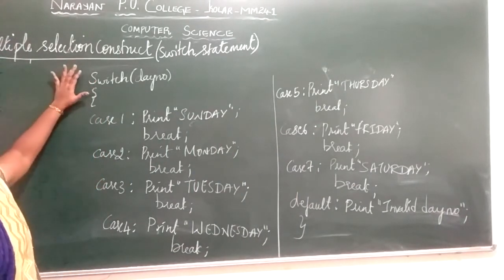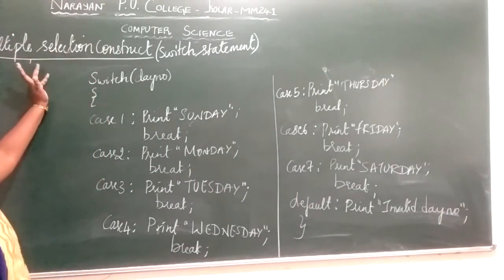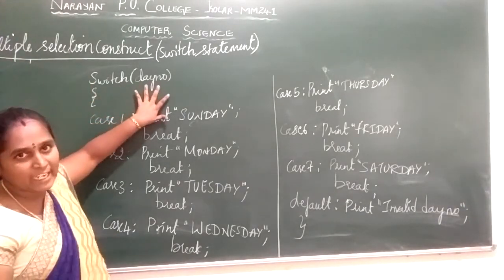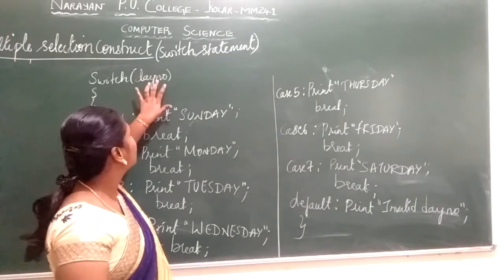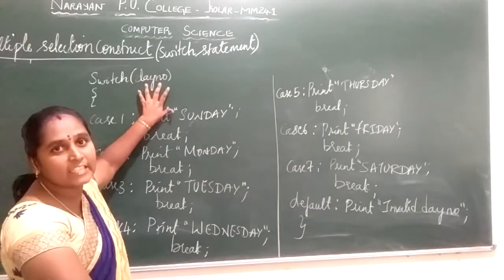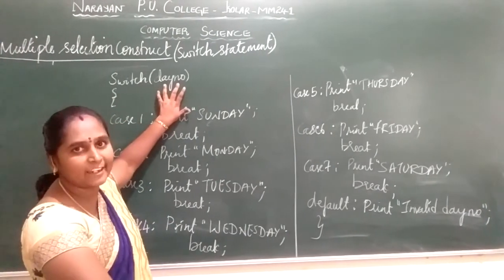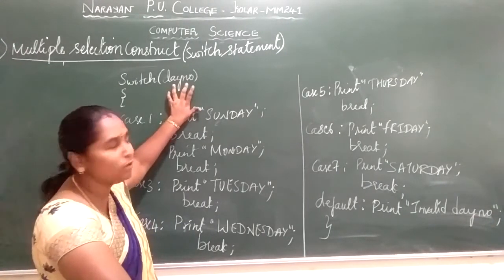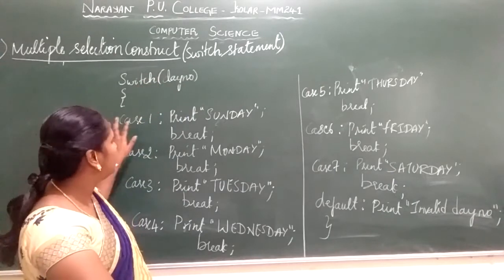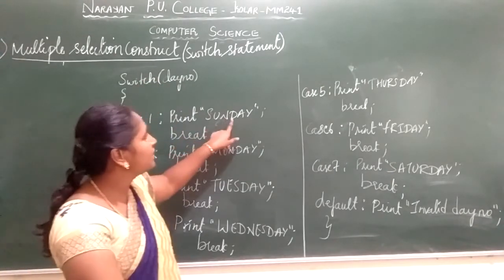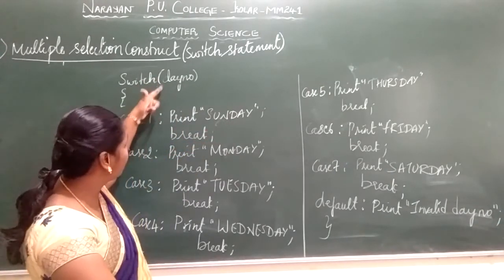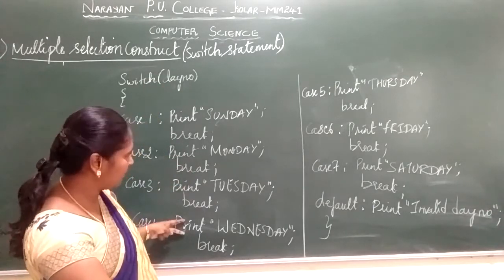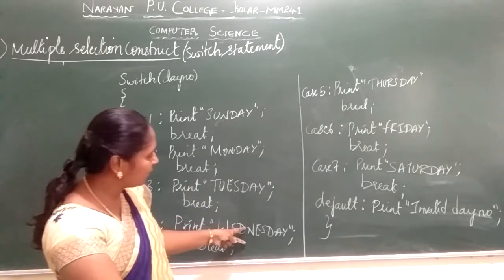See here, this is an example of the multiple selection, the switch statement. Here, switch is a keyword. Day number is my expression. I have taken it as an integer data type; integer, character, or enumerated data types can be held in the expression value. If day number is 1, it is going to print Sunday. If day number is 2, it is going to print Monday. 3, Tuesday. 4 is nothing but Wednesday.